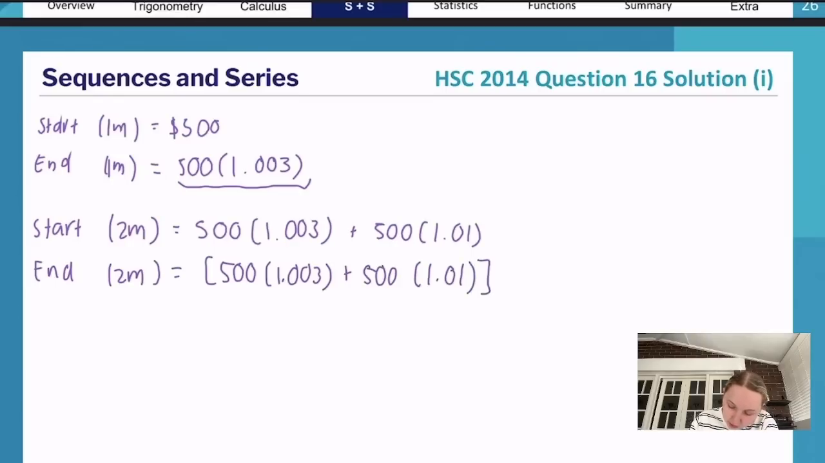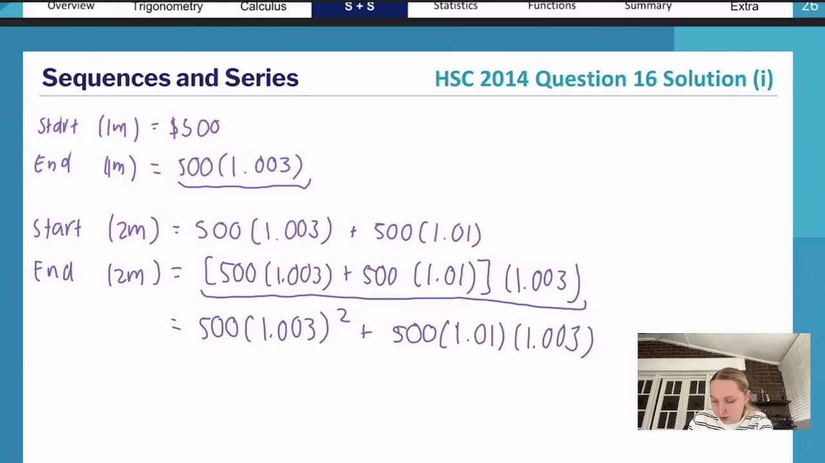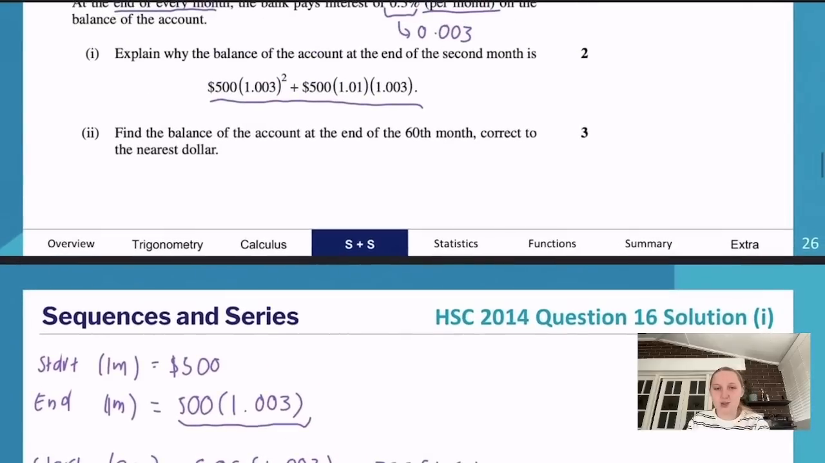Right, so all of that's going to have earned 1.003, because all of that she's had at the start of the month will get interest at the end of the month because it's still all just sitting in that account. So then what we want to do is expand this. We'll get 500 times that across. We're going to get 500 × 1.003 squared, plus the 500 × 1.01 × 1.003. Okay, which is what we were trying to get.